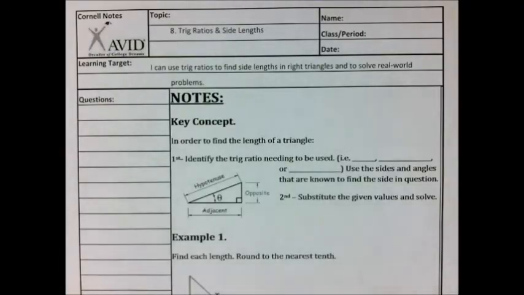Alright, now we're going to take trig ratios that we learned from the last lesson and apply it to solving for side lengths. Okay, and your learning target is I can use trig ratios to find side lengths in right triangles and to solve real world problems.